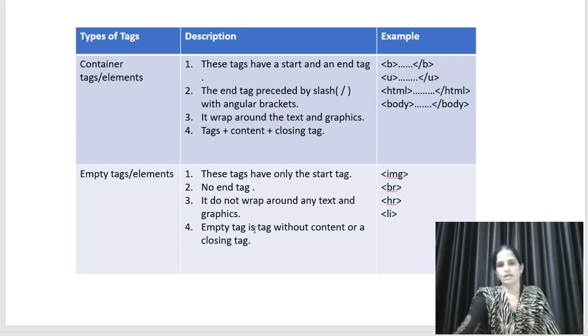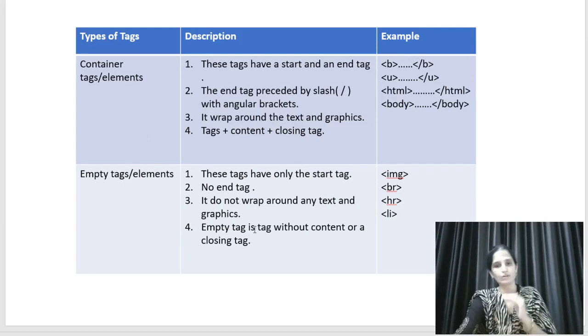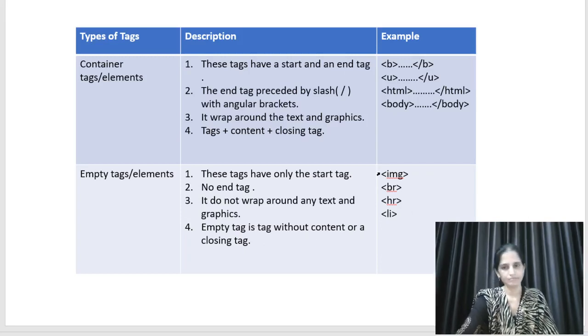Empty tags do not wrap around any text and graphics. An empty tag is a tag without content or a closing tag. For example, empty tags are IMG, which stands for image tag; BR, which stands for line break; HR, which means horizontal line; and LI, which means list item. These four are empty tags. The rest, or mostly all, are container tags.